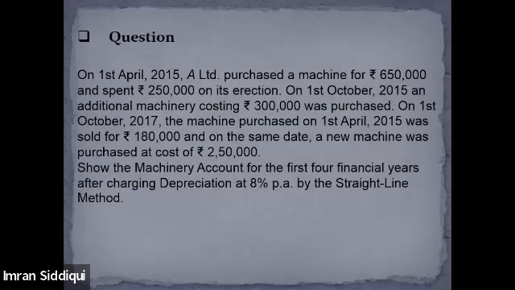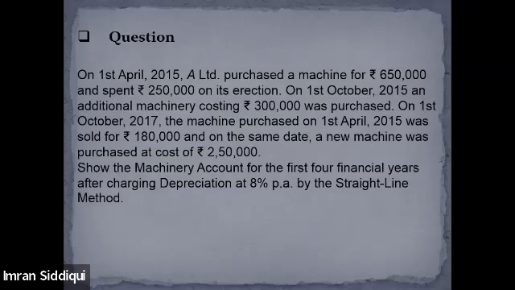Anyway, we are starting with the next question. As far as I'm able to recall, I think we did not complete this question in the previous class. So let's start with this question. On 1st of April 2015, E Limited purchased a machine for rupees 6,50,000, spent 2,50,000 on its erection.